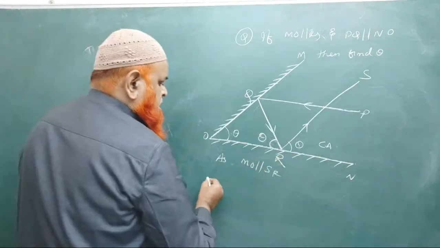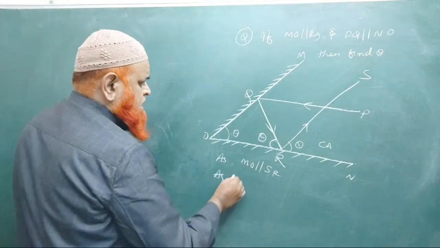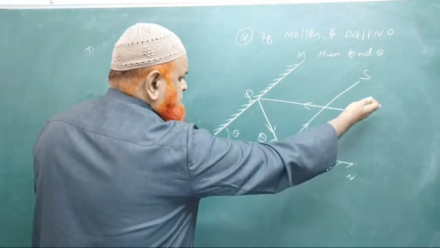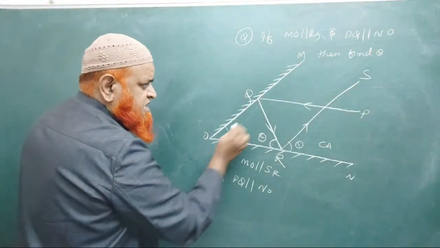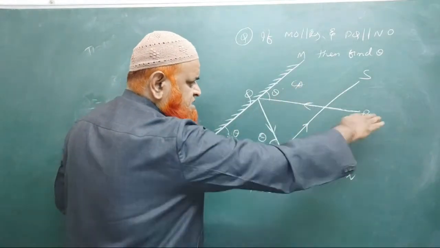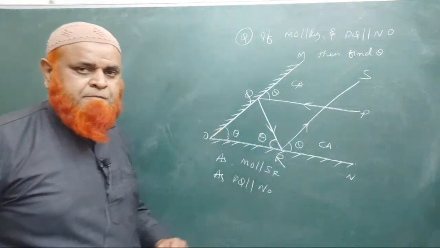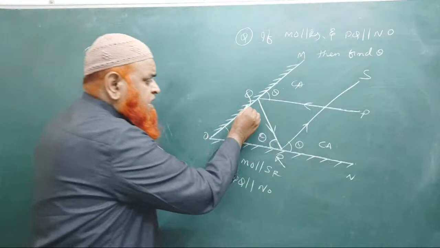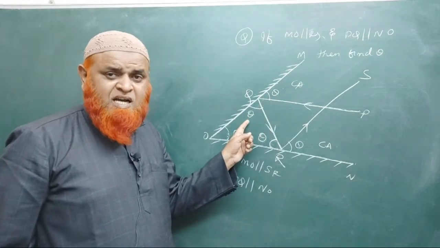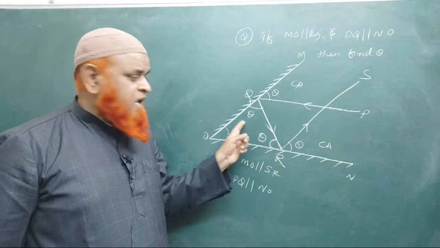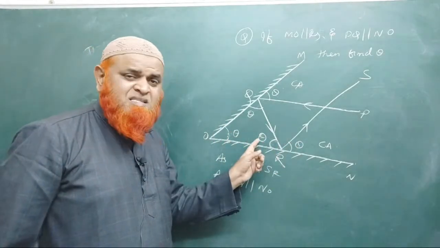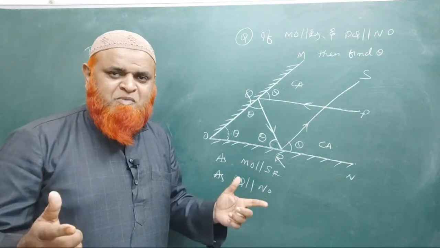And now, similarly, PQ is parallel to NO. So if this is theta, this is also theta, and these two are called corresponding angles because these two lines are parallel. And if this is theta, definitely this is also going to be theta, because these two are called glancing angles. These two are corresponding angles, these two are glancing angles, they are going to be the same. Enough. Your problem is done.